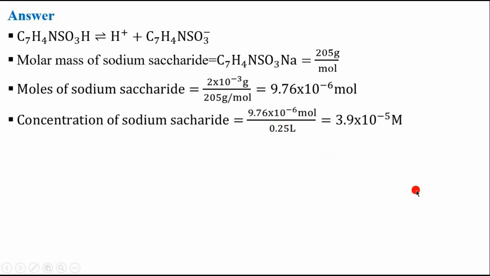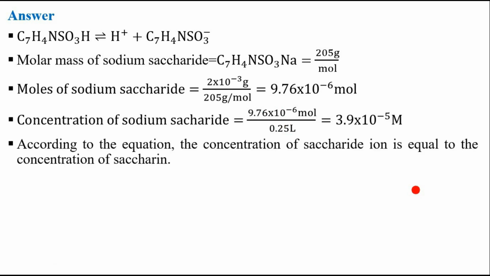After getting the concentration of the salt, you can see according to the equation, the concentration of saccharide ion is equal to the concentration of saccharin. You can see here, if it dissociates, the concentration of this acid will be equal to the concentration of the salt. That means here also we have the concentration equal to the concentration of the salt, and here we have it.